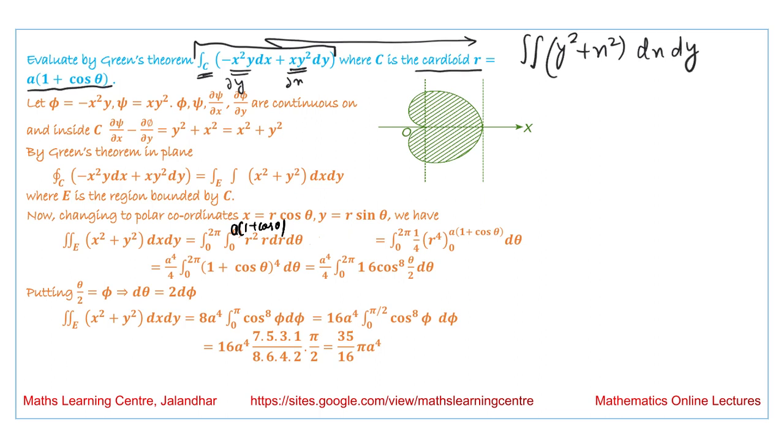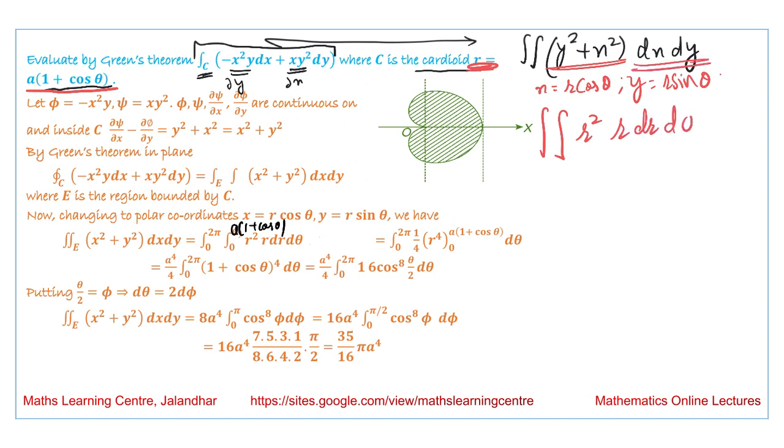Now the equation of the cardioid is given in polar form, r is equal to a into 1 plus cos theta. This integral is over this region, so we are changing this integral to polar form. We substitute x equal to r cos theta, y equal to r sin theta. So this integral becomes a double integration, this value becomes r square, and in place of dx dy we have r dr d theta.